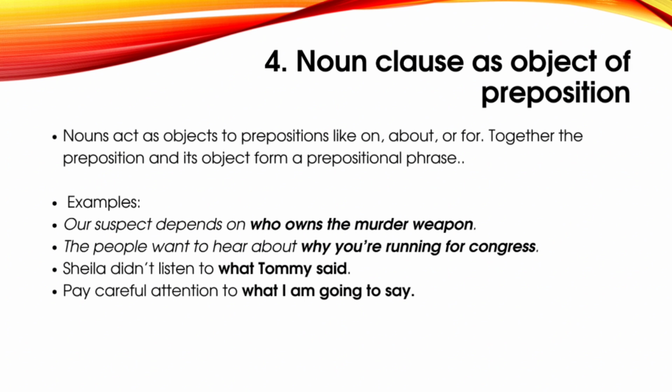Fourth, noun clause as object of preposition. Nouns act as objects to prepositions like on, about, or for. Together, the preposition and its object form a prepositional phrase. Examples: Our suspect depends on who owns the murder weapon. The people want to hear about why you are running for Congress. Sheila didn't listen to what Tommy said. Pay careful attention to what I am going to say.